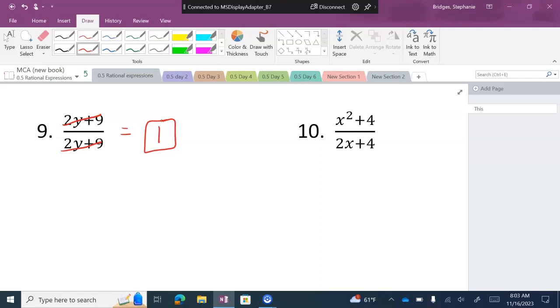All right, let's start with 10 and don't let 10 trick you. At the top, I have x squared plus 4. First question, do they have a GCF? No. They are both perfect squares. However, they are perfect squares that are being added. We can only factor perfect squares if they are being subtracted. So can I break down x squared plus 4? No, I can't. Okay, so I'm going to have to leave that just like it is.